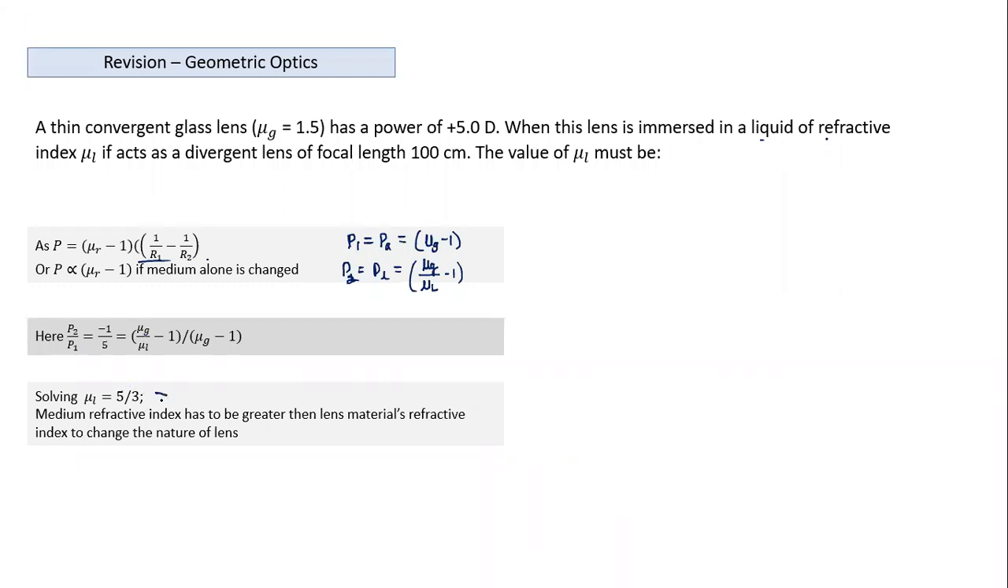And 5 by 3 is greater than 3 by 2. Is that significant? Yes. The nature of the lens has changed because it has been placed in a medium which had higher refractive index. If the nature has changed, this term has to be greater than 1.5, and it is. So only if the medium's refractive index is greater than the lens material's refractive index does the nature of the lens change.